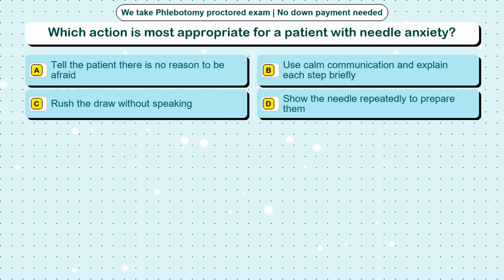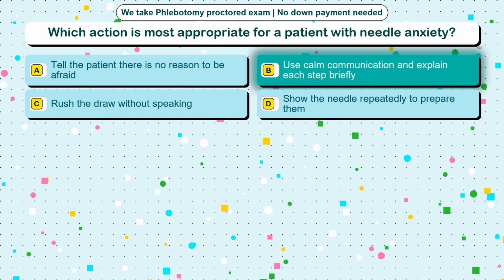Question 3. Which action is most appropriate for a patient with needle anxiety? Option A. Tell the patient there is no reason to be afraid. Option B. Use calm communication and explain each step briefly. Option C. Rush the draw without speaking. Option D. Show the needle repeatedly to prepare them. The correct answer is option B.